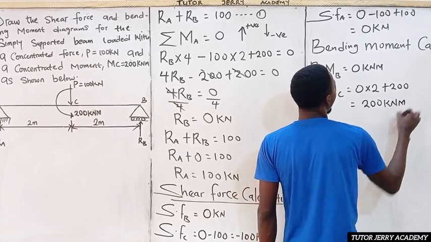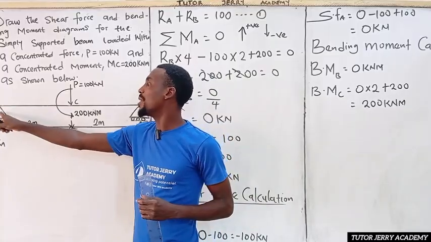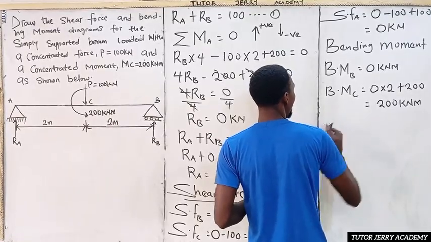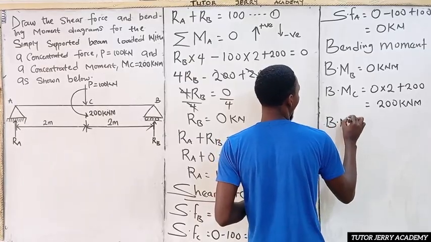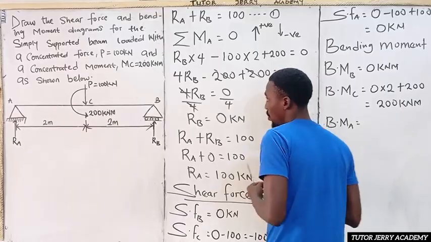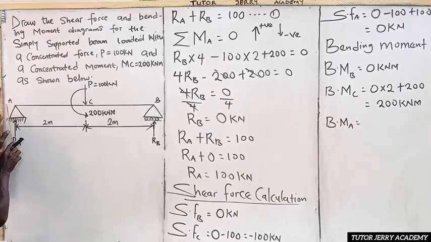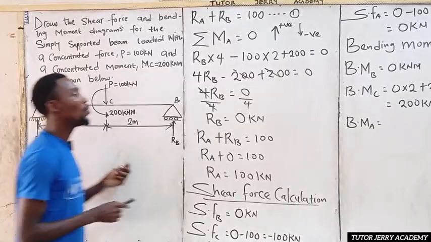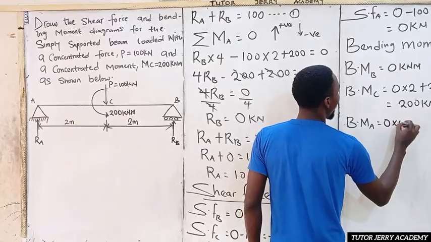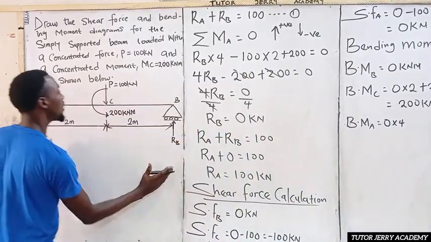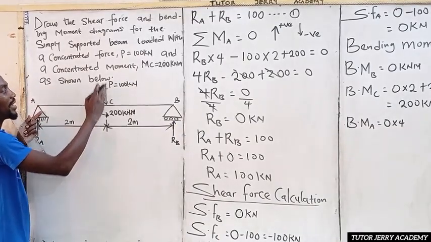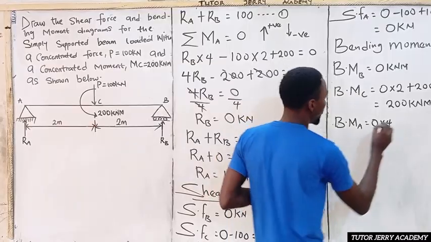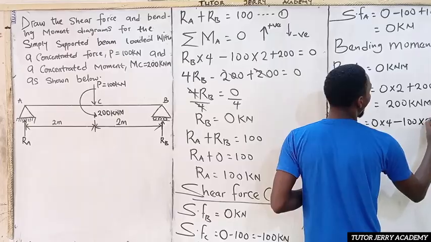All right. So now the next thing is we are going to find the bending moment at point A. So bending moment at point A will be equal to, if you stand here, we are going to have R_B. Our R_B is 0 multiplied by the total distance, which is 0 multiplied by 4. And if you come here, this is an upward force, which is taken to be positive. So down here we are going to have minus 100 multiplied by 2.